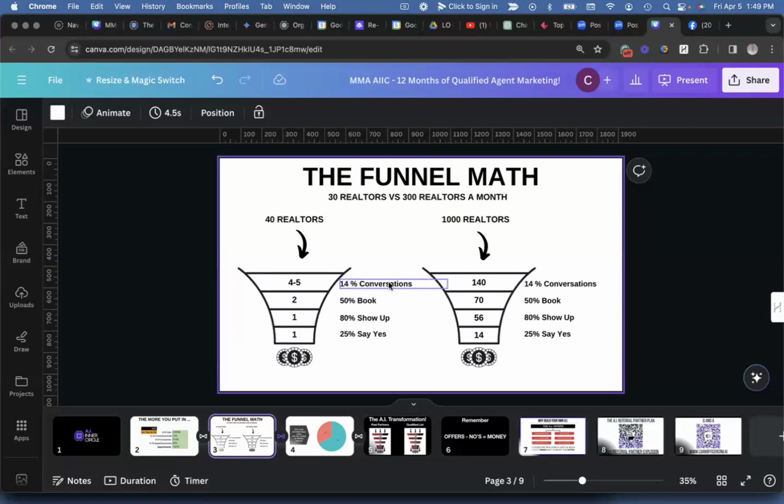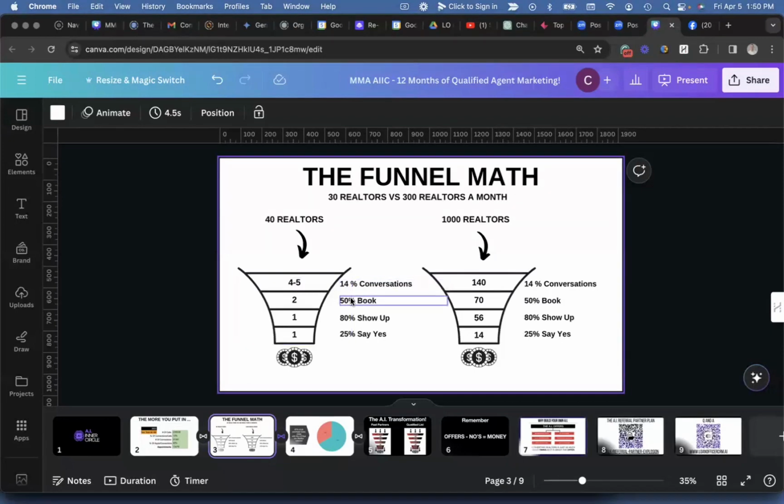So 14% of the people, when we run them through a campaign, we will talk to. If you run them through the campaign again, you're going to get another 14% of the people in that list that are going to respond. You run through the list again, you're going to get another 14% of people that respond, right? The 14%, it's almost like a law of the universe, where if you put people through, 14% of them are going to respond back. Well, that gives us 4 to 5 conversations.